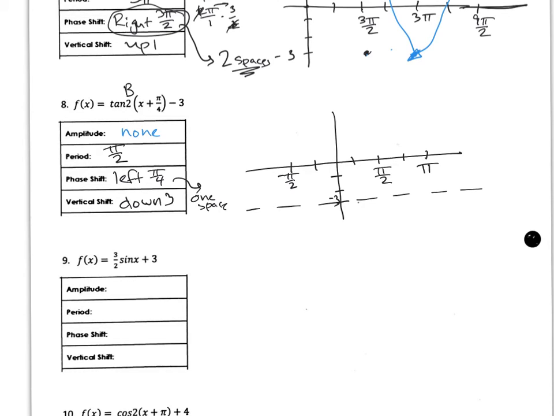So again, think about how tangent is. Tangent should start 1 space to the left. That's where it's supposed to start. But now we have to move it 1 space to the left, because pi over 4 is 1 space. So now tangent is really going to start right here. So asymptote, 0. Asymptote, put your 0 on your midline. We have to show that it moves down 3, and then you draw the graph.